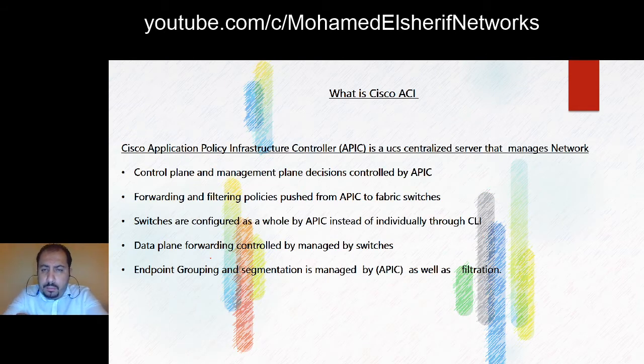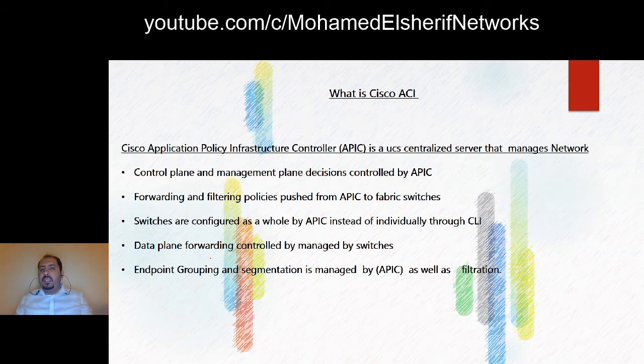So again, what is the APIC? APIC is the Cisco Application Policy Infrastructure Controller. It's a UCS server, usually C series, that manages the network. Control plane and management plane decisions, and you have to be very careful with the words. Only policy decisions are made and controlled by the APIC. Forwarding and filter policy is pushed from the APIC to the fabric switches.